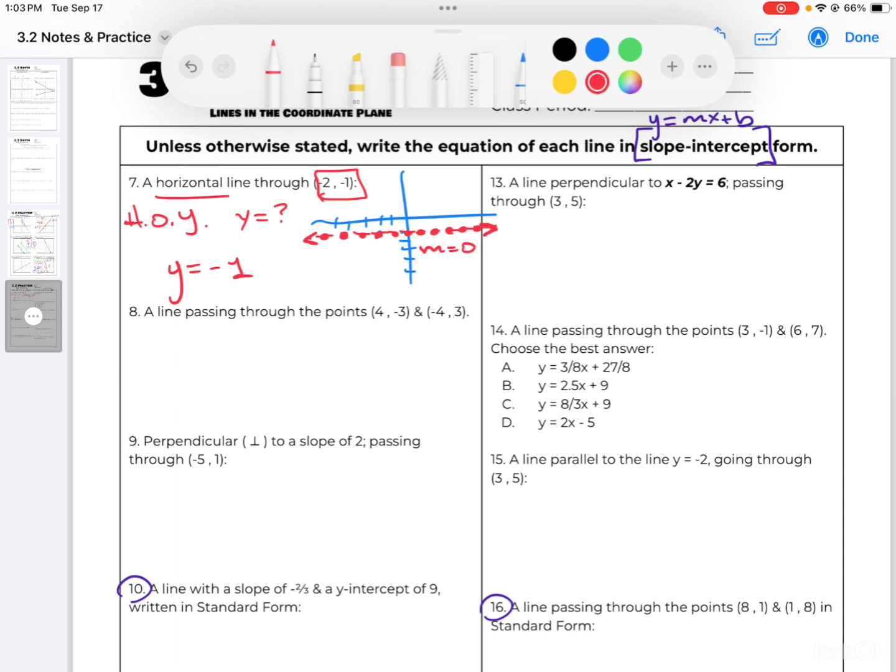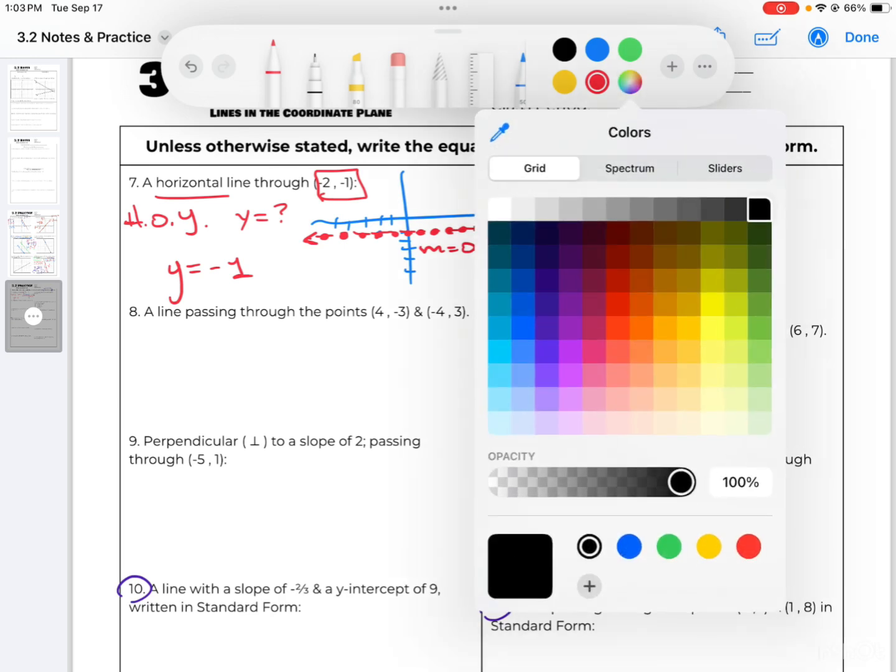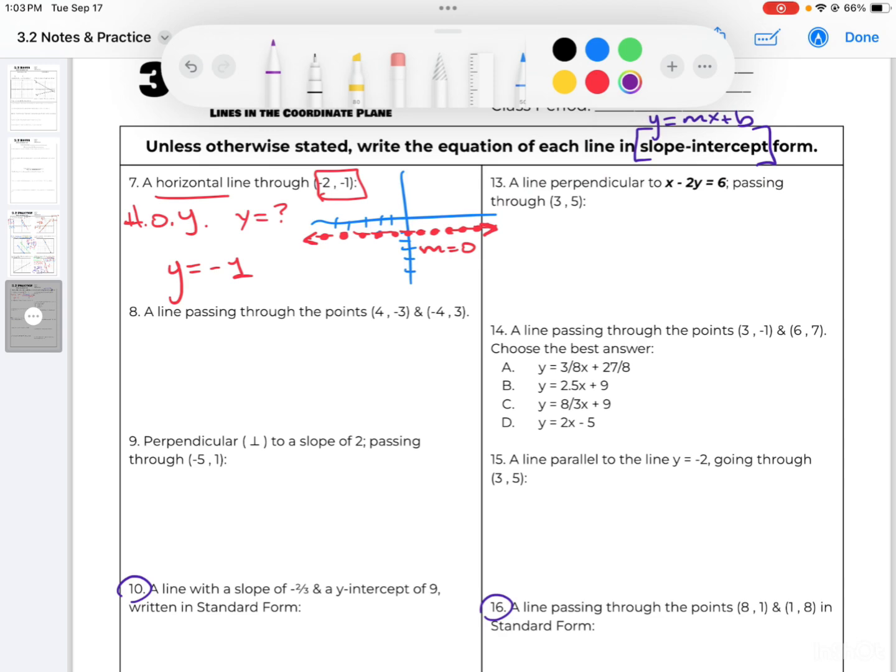Looking at 8, it says a line passing through 2 given points. And when I have 2 given points, I kind of said this at the beginning of the notes, but when I have 2 points to start with, I can find their slope. That's the first thing I can do is find their slope. And so the slope formula is m equals y2 minus y1 over x2 minus x1.